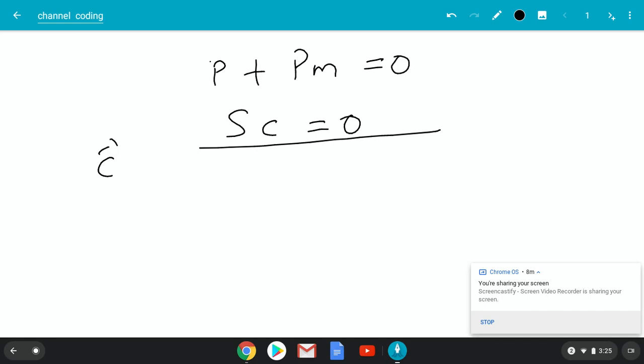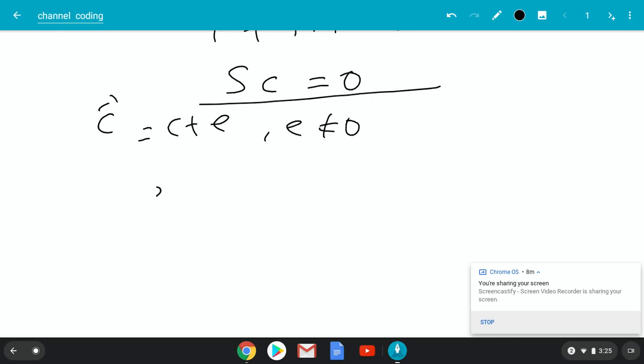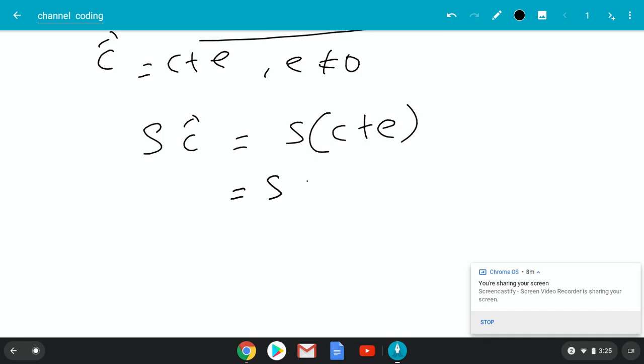So let's say there is an error, and C hat is equal to C plus E, and E is not equal to 0. That means there is an error. So let's see what happens if I multiply S with C hat. So I get S times C plus E. So this would be equal to SC plus SE, right?